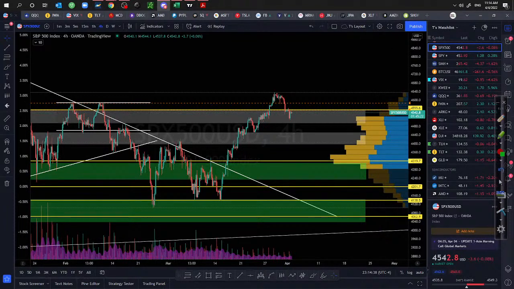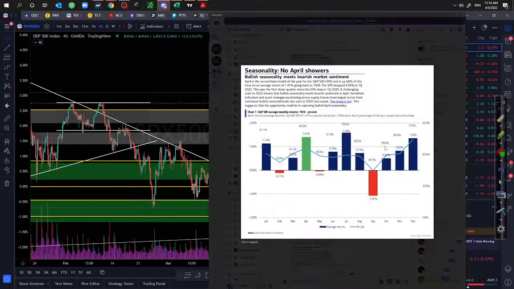500 in April, which I will give you guys a little sneak peek into. So, April tends to be a very bullish seasonal month for the S&P 500. Actually, the second best month of the year, and mostly going back all the way to 1928, we have a 66% chance of the S&P 500 being up.